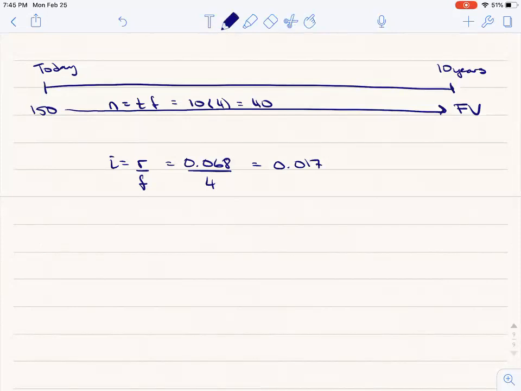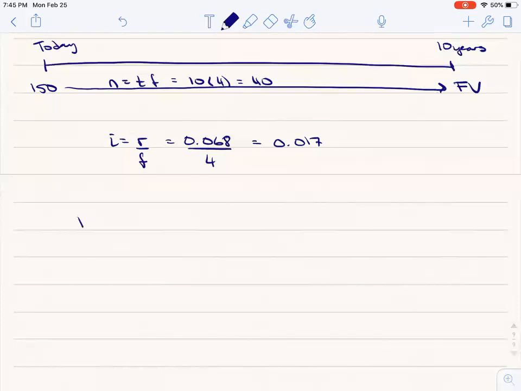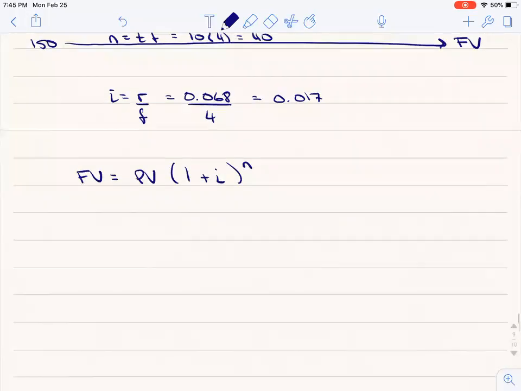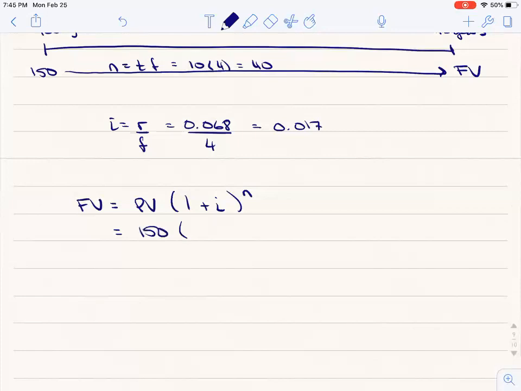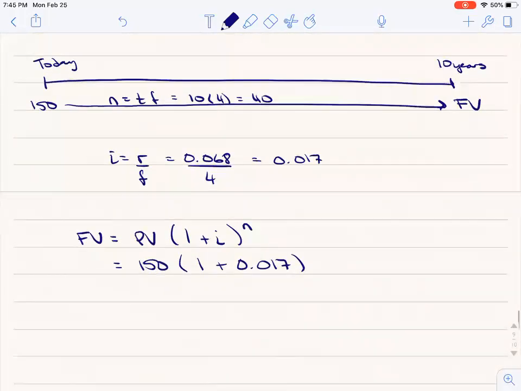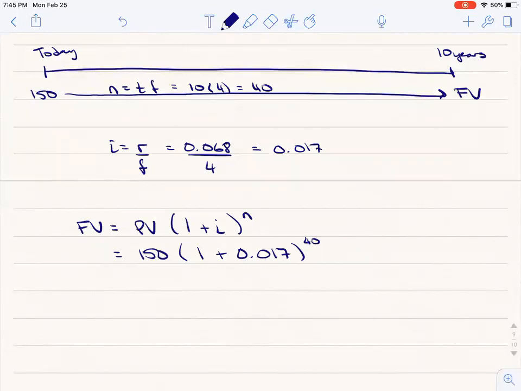So now we have a present value. We want to find a future value. We have N and we have I. So now we can go ahead and do this calculation. So the future value, remember, is PV times 1 plus I to the power of N. The present value is $150 times 1 plus I, which is 0.017, to the power of N, which is 40. 40 compoundings.